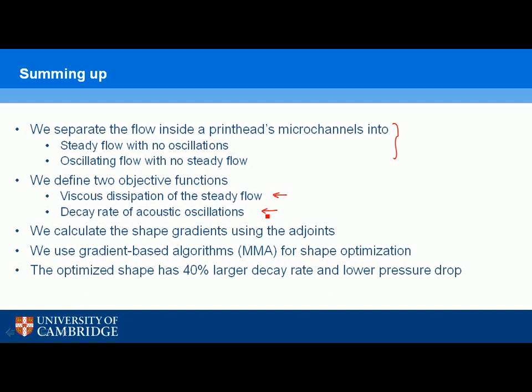We then parameterize the geometry of the inkjet, and we work out how each of these two functions is affected by each of the parameterizations of the geometry, and then we use a gradient-based optimization algorithm to optimize the shape such that we maximize the decay rate of oscillations while keeping constant the viscous dissipation of the steady flow. And the optimum shape we came up with here has a 40% larger decay rate and a lower pressure drop. Now that means the larger decay rate means that you could print droplets with a higher frequency, and you wouldn't have to change the pumps pushing the ink through the printhead.